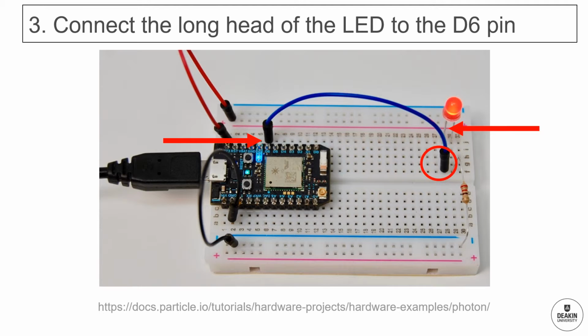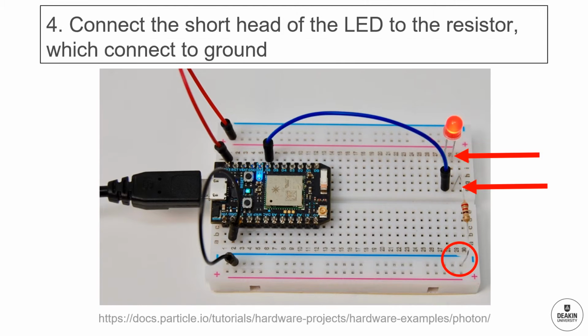Connect the long head of the LED to the D6 pin, which we'll make sure we program later in the code. And then the short head of the LED should connect to the ground, which then also connects the resistor to the ground on the negative bottom bar.